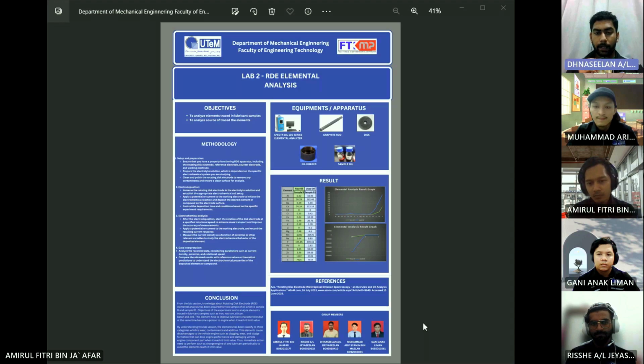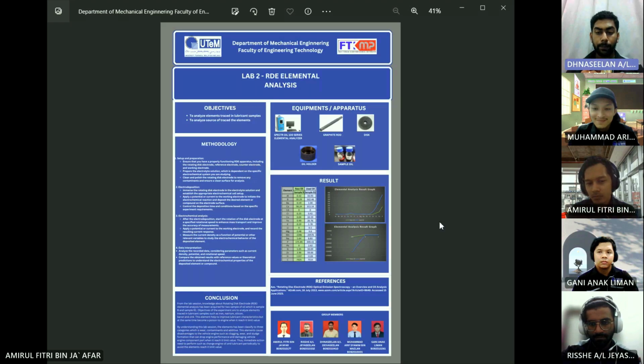I'm Danasilan, and I'm going to explain the conclusion. From this lab session, knowledge about RDE elemental analysis has been acquired for two samples of oil, which are sample B and sample B1. The objective of the experiment is to analyze the trace elements in lubricant samples such as iron, sodium, silicon, boron, and zinc.